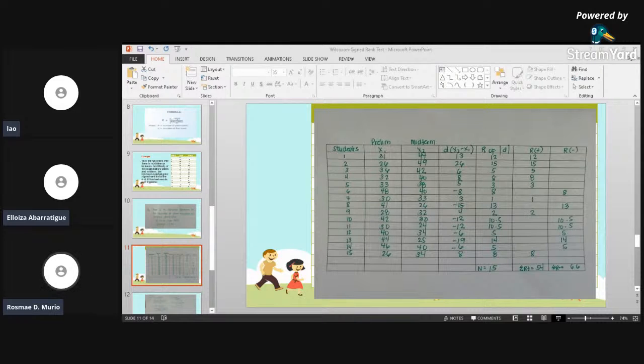And next po is 42 minus 36, so is equal to 6 po. And 40 minus 32 is equal to 8. And next is 38 minus 33 is equal to 5. And next is 40 minus 48 is negative 8. And next is 33 minus 30 is equal to 3. And next po is 26 minus 41 is negative 5.